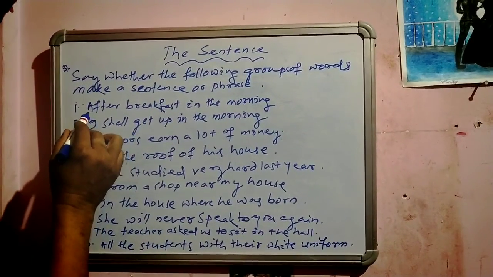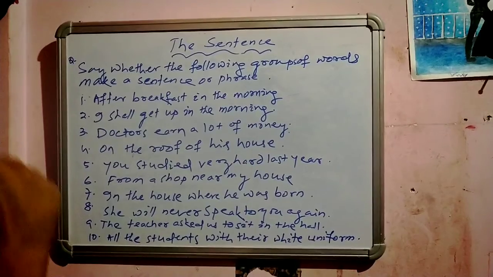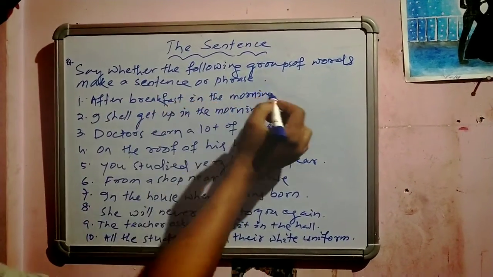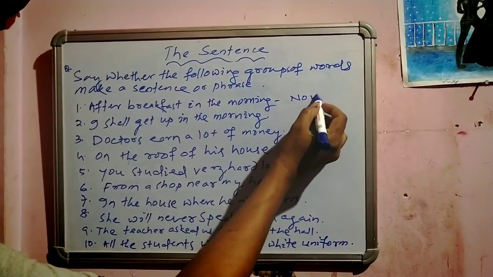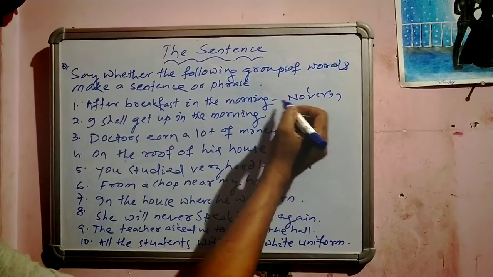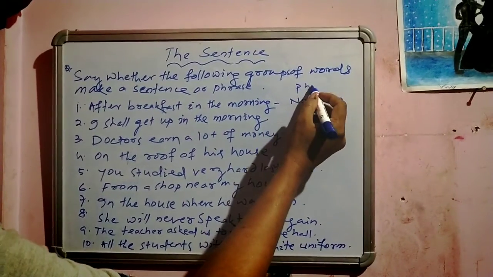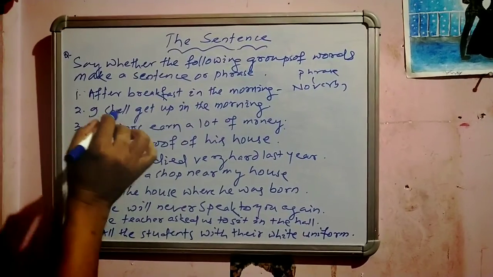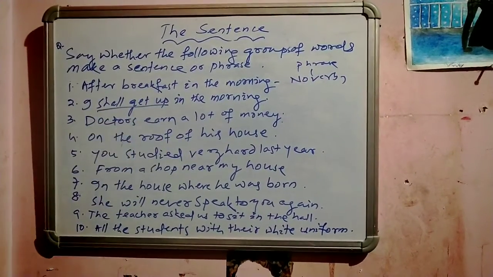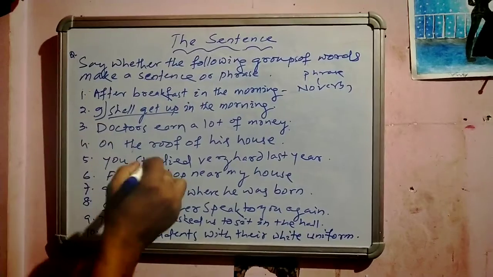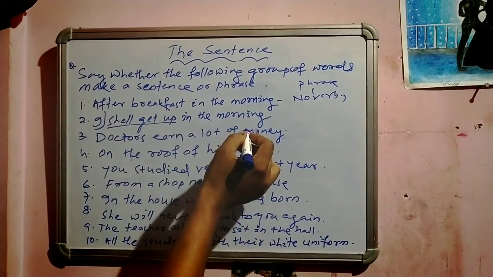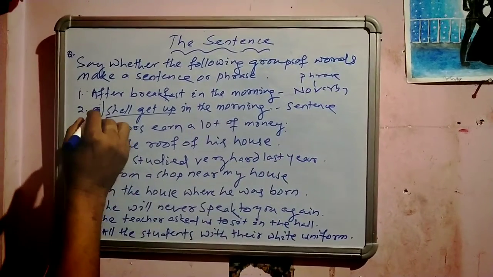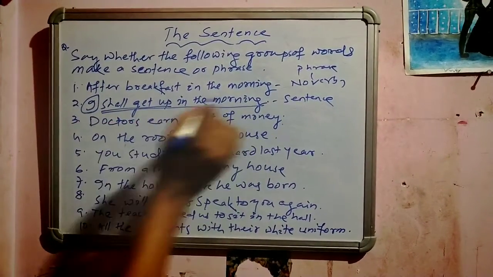See whether there is any verb in this group of words or not. "After breakfast in the morning": no verb, so it is not a sentence, rather it is a phrase. Then "I shall get up in the morning." There is a verb group, "shall get up," and I is the subject, and it gives a complete sense, so it is a sentence. It has two parts, the subject part and the predicate part.